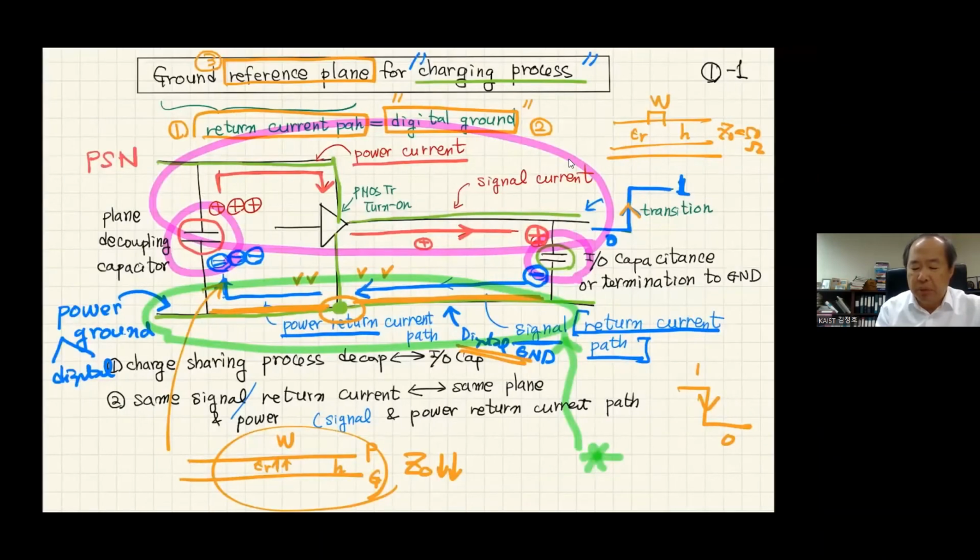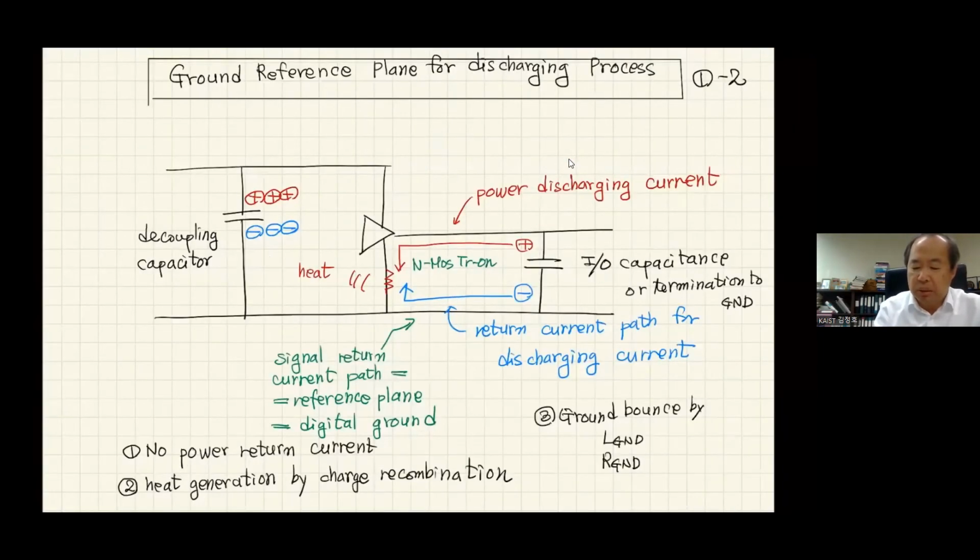Right now, I was discussing a case where we have a transition from 0 to 1. Now, we would like to discuss a case of discharging process. There, we're going to have a transition from high to low level.